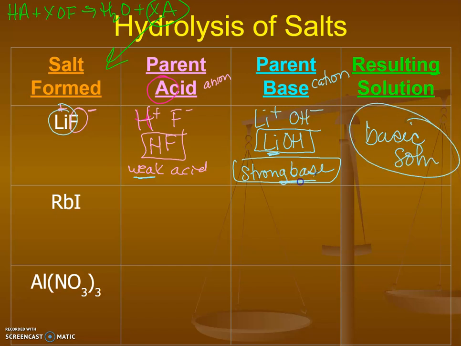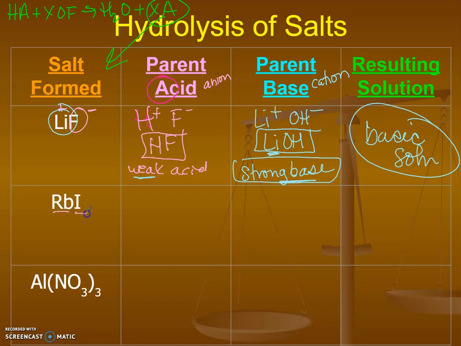The base is going to dissociate more. I'm going to have more hydroxides than I am going to have hydrogens in there. This might only dissociate like 5%, whereas this is going to be 100% dissociation. Okay, so let's take a look at the other one.